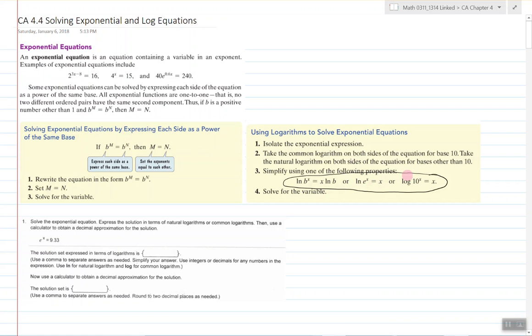If we get to use common logs, in other words, if the base is 10 in the problem, then we get that the common log of 10 to the x is x. You'll see what I'm talking about as we look at each one of the examples, but it is this box and its information that I think you will want to write down.